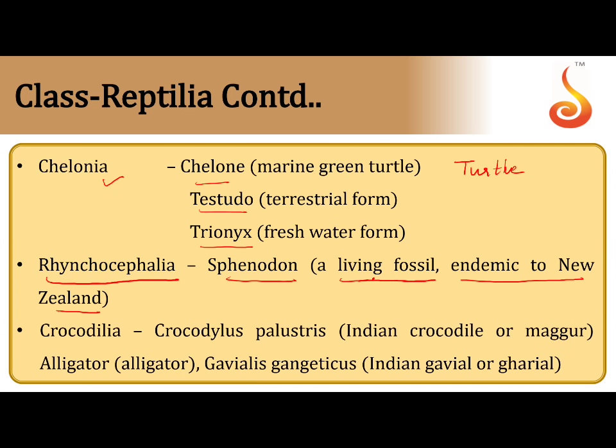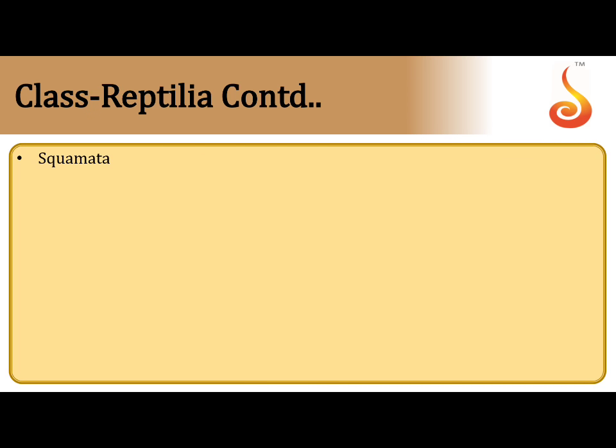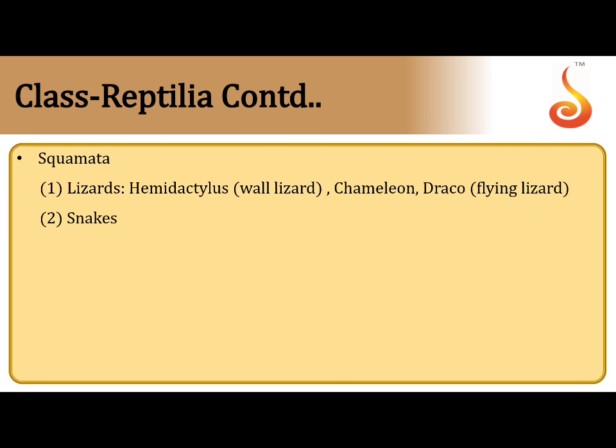Crocodilia, Crocodilus palustris, Indian crocodile or magarmach. Alligator, Gavialis gangetica or the Indian gharial are certain other classifications of reptiles. Then we have Squamata, where we have lizards. Hemidactylus, wall lizard, chameleon, and Draco come into the picture.